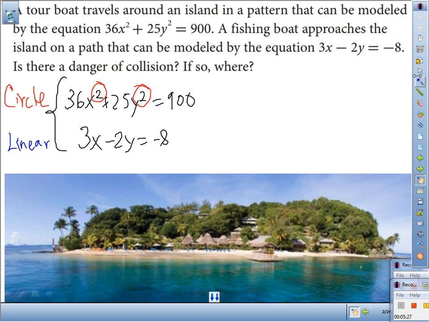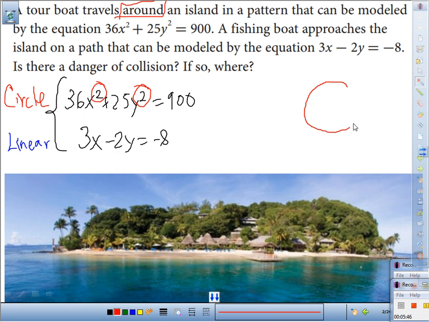Look up, please. It says a tour boat travels around the island. The circles do get around. So there's a tour boat going in circles around the island.